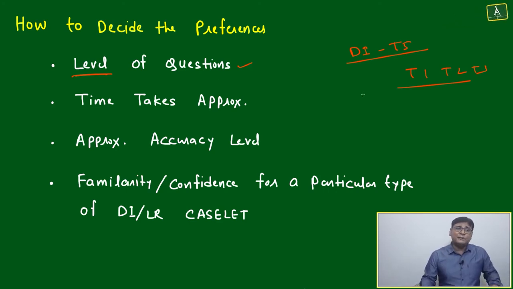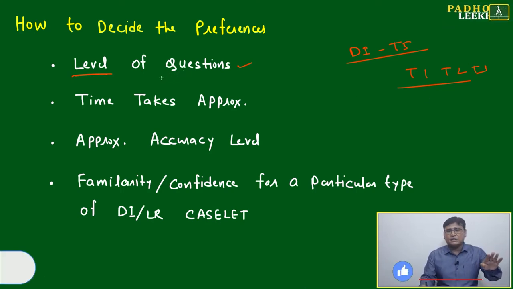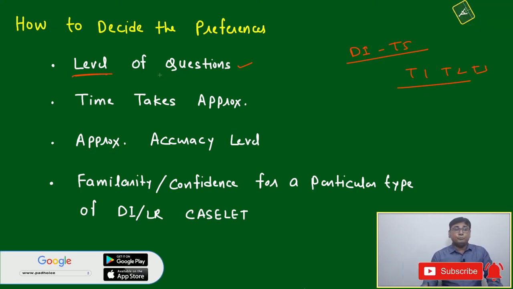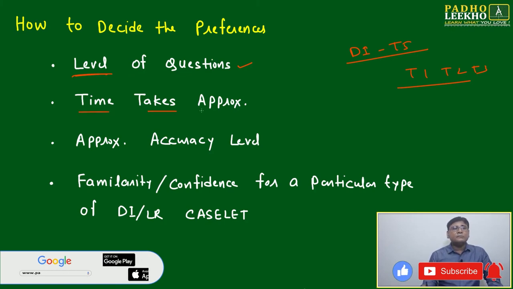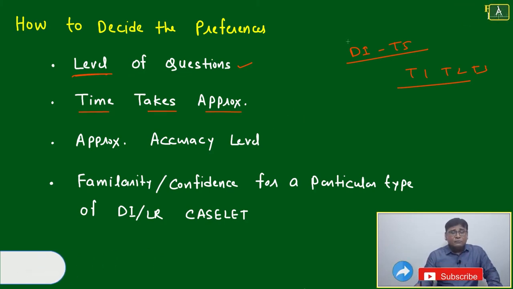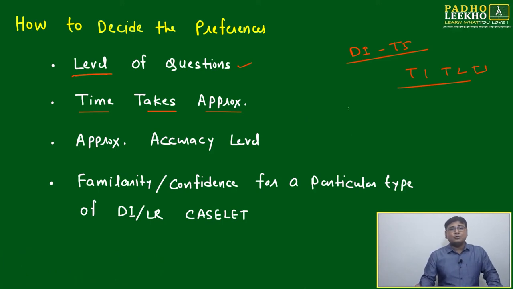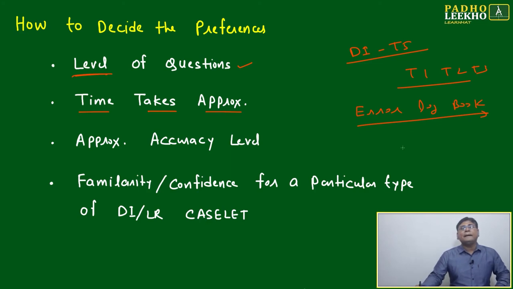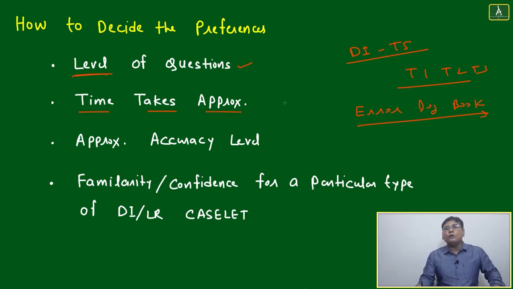Then the level of question depends on the type of DI caselet also, and another is whatever is given for that particular caselet's questions. So the first thing is the level of questions. Second is time, how much it will take. And all these will be helpful during your practice. I am telling you, out of 7 habits, 1 habit is to make your error log book. If you do not do this in a systematic way, you will not be able to implement all these factors.